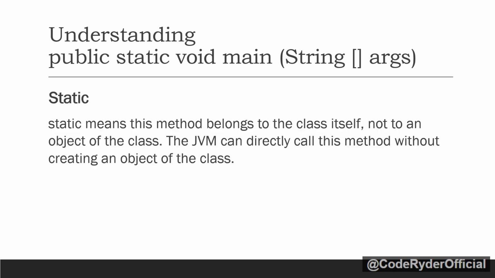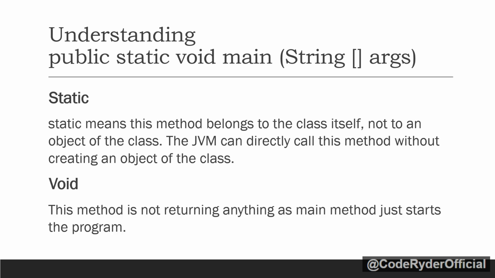Coming to the static keyword. Static means this method belongs to the class itself. Since we are running this program, we are not creating any object of the Main class. So the JVM has to directly call this method without creating an object of this class. That is why it has to be static. Void means that it is not returning anything, as the main method just starts the program.